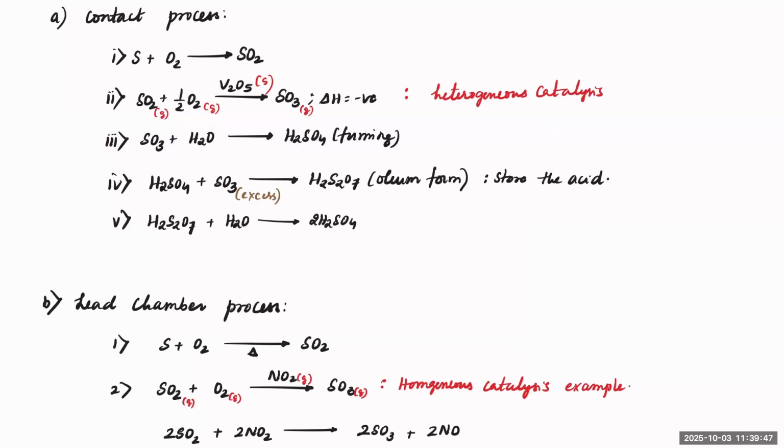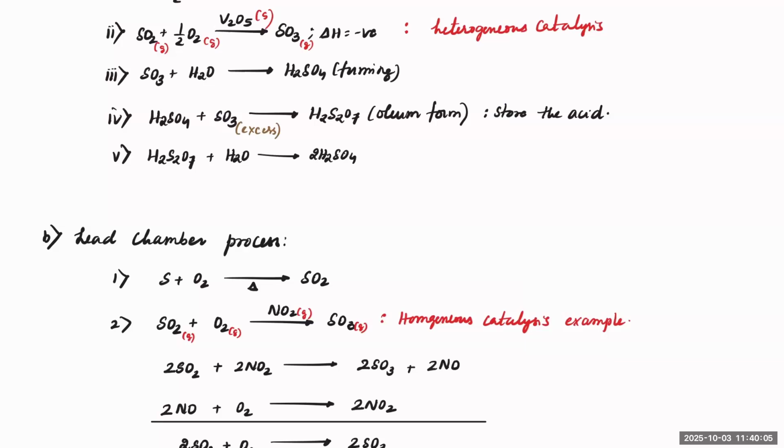H2SO4 is usually fuming, so it is an unstable form. To keep it stable, we add an excess amount of SO3, and that converts into H2S2O7, which is the oleum form. That is the one which is stored in the acid. And H2S2O7 plus H2O will convert into 2 moles of H2SO4. Done.